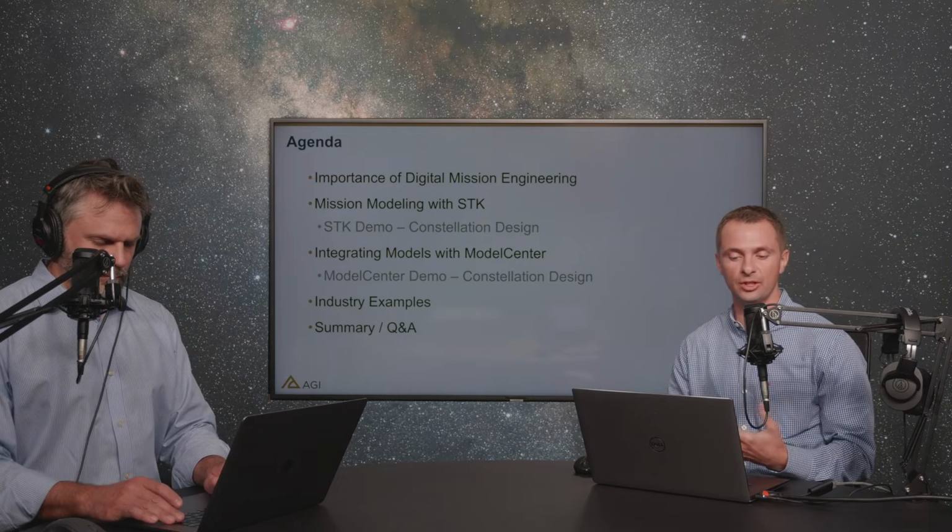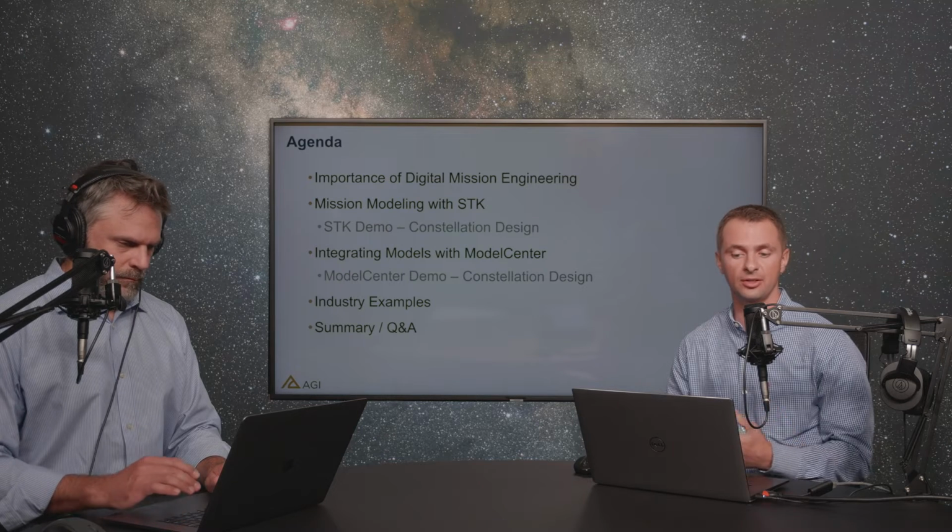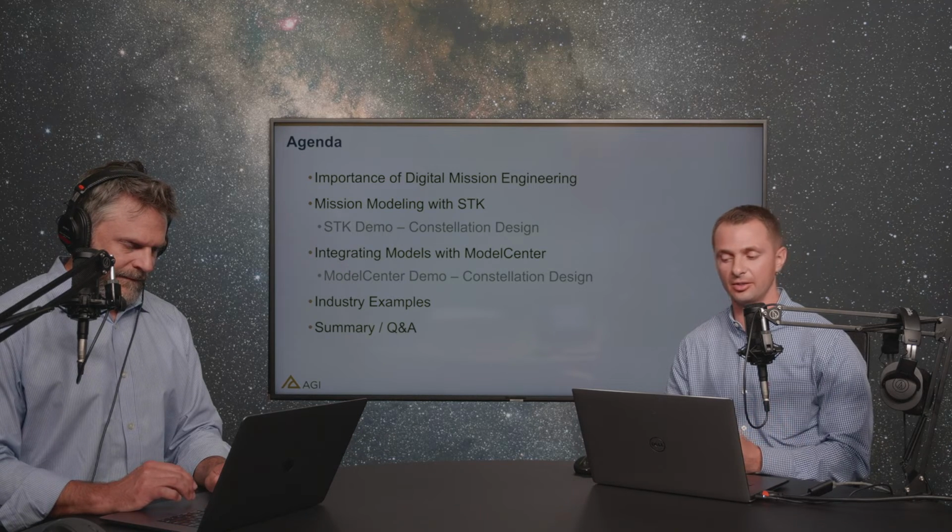After the recap, we'll discuss STK, Systems Toolkit, and how you can build mission models very quickly using STK and how that fits into the overall digital mission engineering ecosystem. And we'll introduce a quick demonstration that we'll be building on throughout the course of the webinar series, focusing it on constellation design in this first webinar. I'll then pass things over to Joshua at Phoenix Integration to give an overview and demo of integrating the STK mission model with an Excel cost model and running architecture trade studies using ModelCenter.